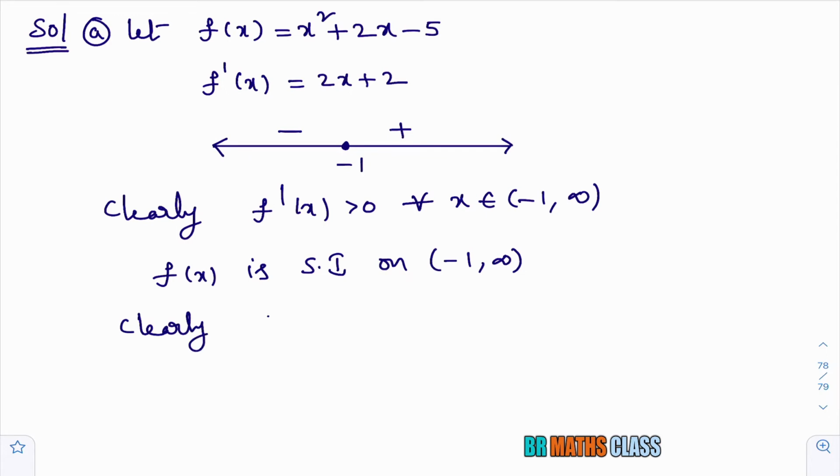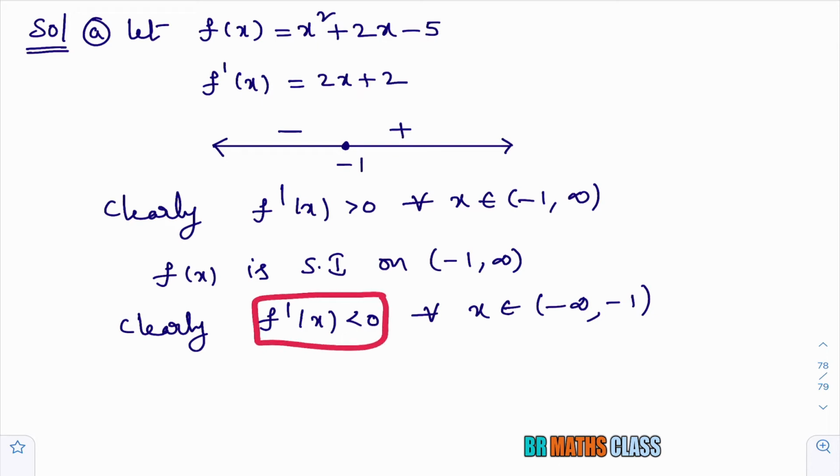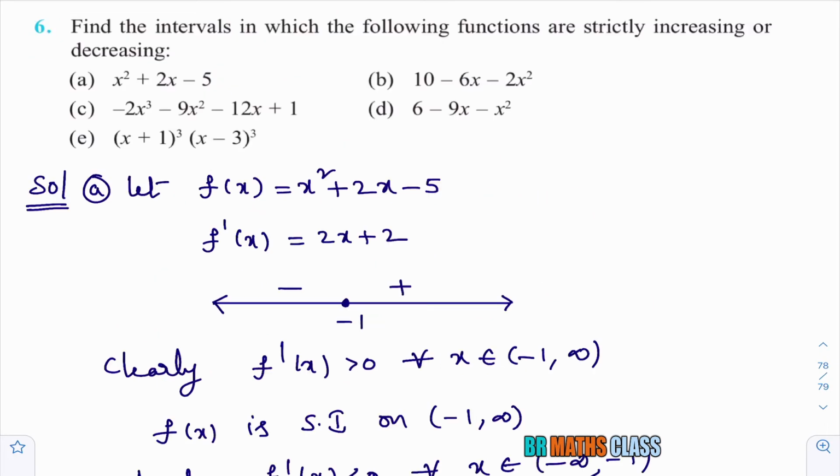As per Wavy-Curve method, clearly f dash of x is less than 0 for all x belongs to open interval minus infinity to minus 1. So, as I came to know that f dash of x is less than 0 when x belongs to this interval, f of x is strictly decreasing when x is in the open interval minus infinity to minus 1. Decreasing on open interval minus infinity to minus 1. I want you to try this b bit on your own. Now you see this c bit.